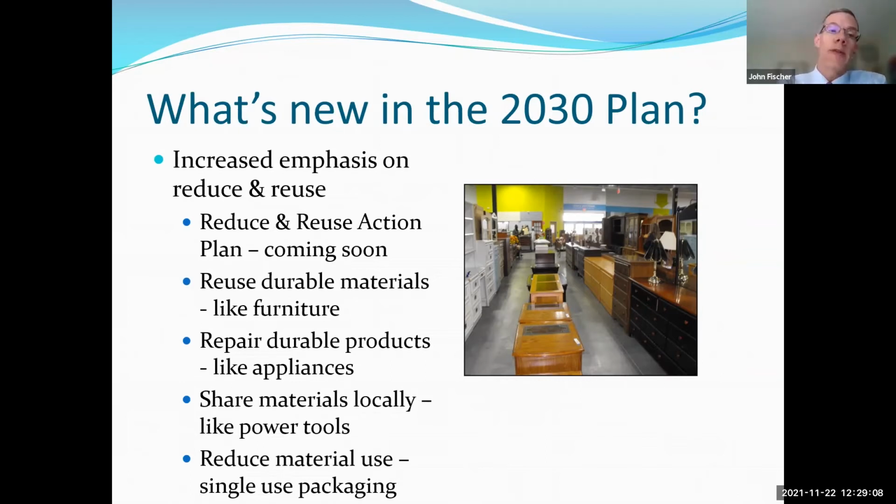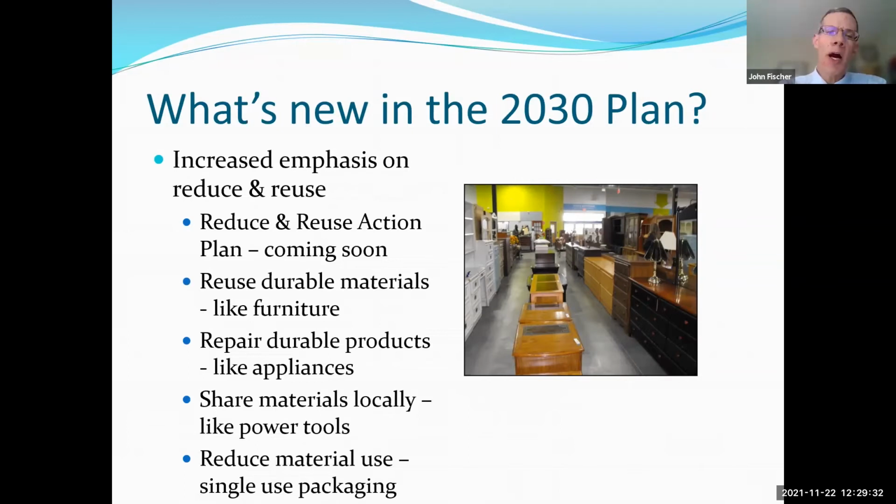So one thing is an increased emphasis on reduce and reuse. We've been meeting very actively with our reduce and reuse work group over the past couple of years. They've worked with us to develop a draft reduce and reuse action plan. We expect to be publishing a revised version of that action plan soon, and then working on implementing that.